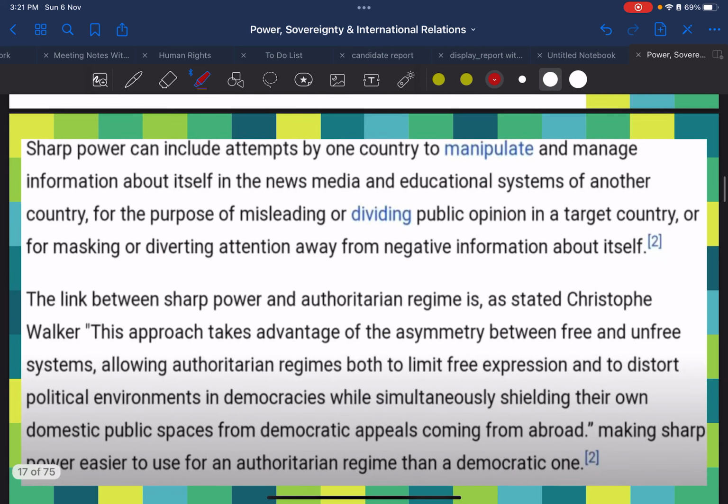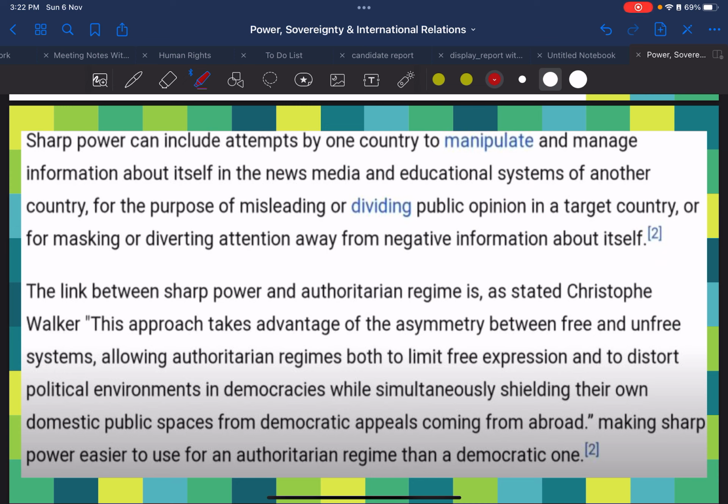Now going further, there is another kind of power which is considered sharp power. Sharp power can include attempts by one country to manipulate. Now remember that everywhere we are using two words, right? For hard power, we used coercion and force. For soft power, we used influence, and persuasion, right? And then here you have sharp power. So sharp power is manipulation, and then you have distorting, right?